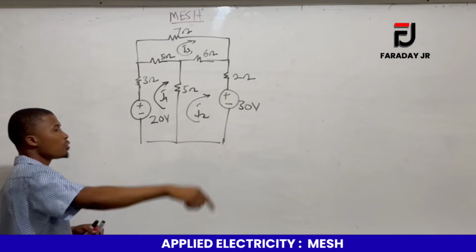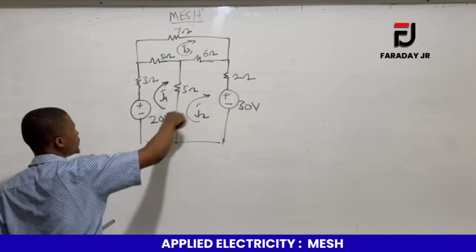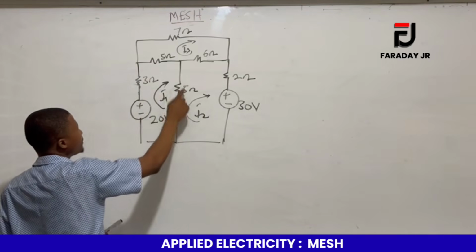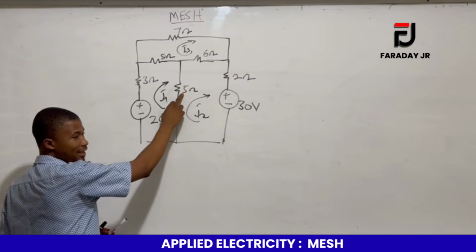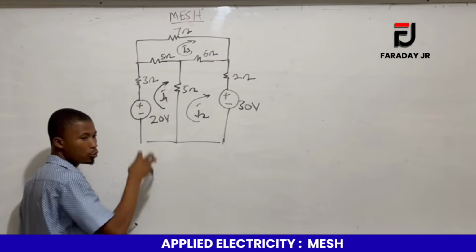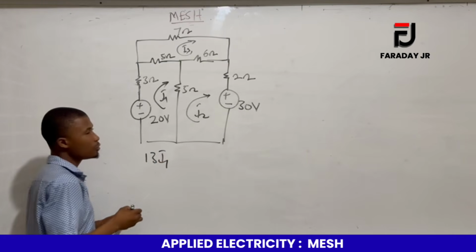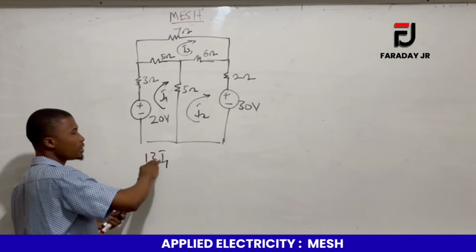The rule is that we sum all the resistances within the loop. So if you look at this equation, we sum all the resistances. It means that we have 5 plus 5 will give us 10, right? Plus 3, that will give us 13. And multiply by each loop current. So we have 13 I1.